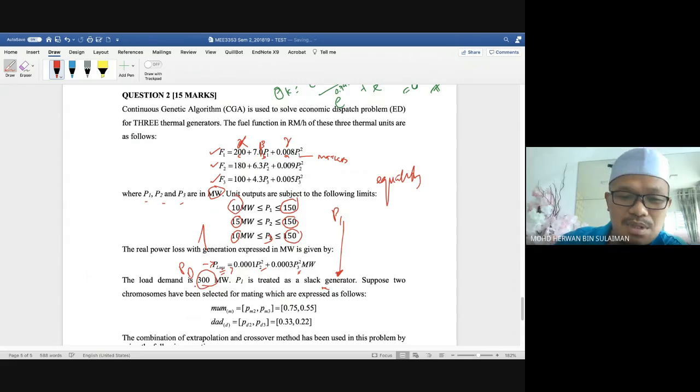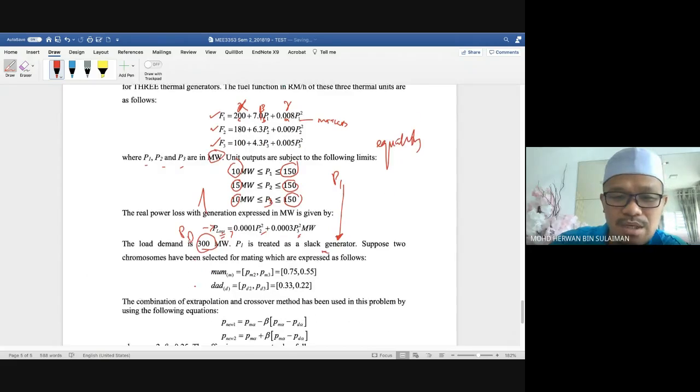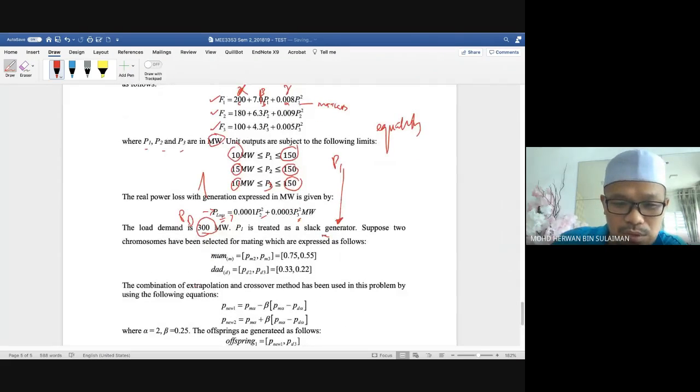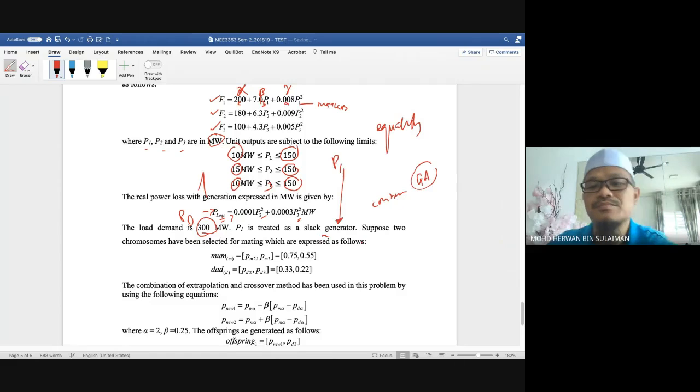Suppose 2 chromosomes have been selected for mating, which are expressed as follows. Okay. This is what we call the floating numbers, or we call continuous GA in the notes. Because our representation is not the binary number, our representation is floating numbers. Okay, so this one represents P2, this one represents P3. Okay, this is one selection, mom and dad.